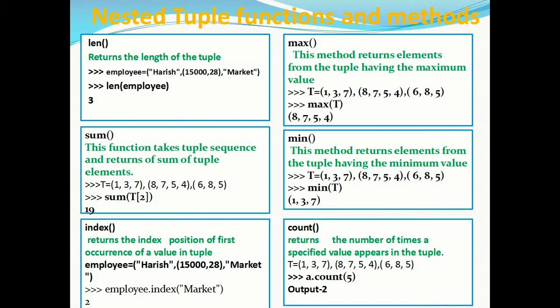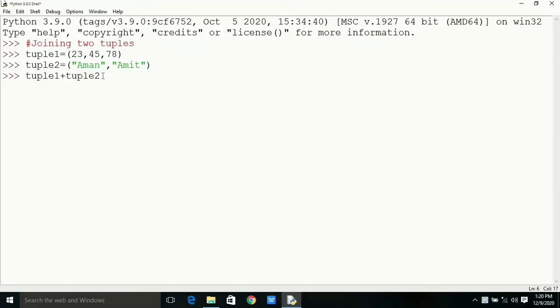Functions like len, count, and index will work for a nested tuple normally. Length will return the length of the tuple. In the given example, there are 3 elements, hence length will be 3. Sum function will take a tuple sequence and returns sum of tuple elements. Here in this case, T2 contains 6, 8 and 5. Sum will be 19. Index returns the position of first occurrence of a value. Index of market is 2.